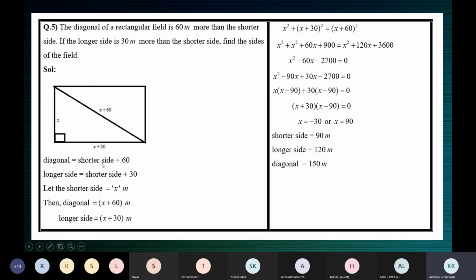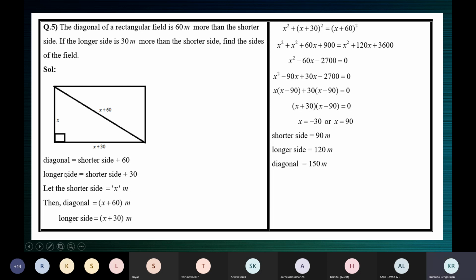We've assumed the shorter side to be x minus 60, right? So x minus 60 plus 30 is the longer side. What did I say? x minus 60, because the shorter side is x minus 60. So x minus 60 plus 30 is x minus 30, which will be the longer side.